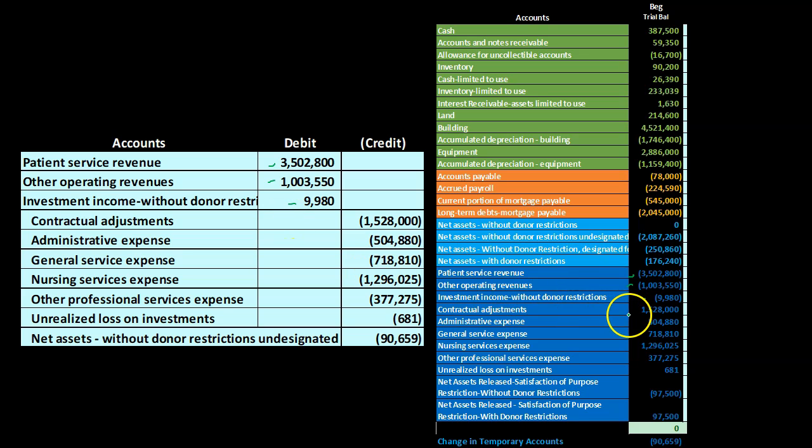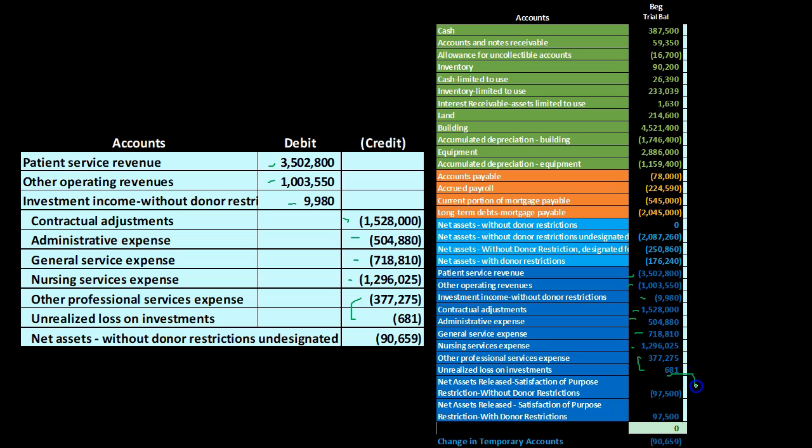Then we have the contractual adjustments. Now we're in the expense type of accounts. Therefore, they have a debit in it, and we need to credit them to make it go down. We have the admin expense, which has a debit in it, and therefore we're going to credit it to make it go down. We have the general service expense, which has a debit in it. We will credit it to make it go down. We have the nursing service expense, has a debit in it. We'll credit it to make it go down. And other professional service, unrealized loss, also having debit balances. We will then credit them to make them go down.